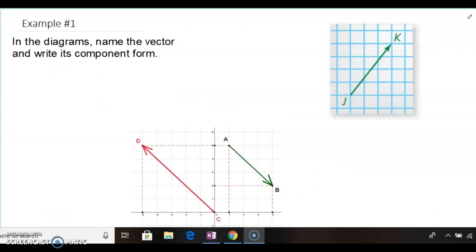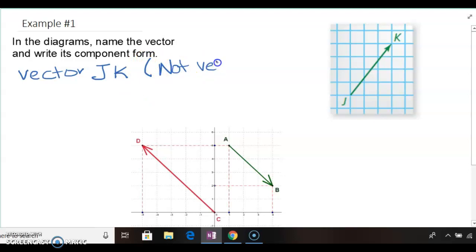All right, so let's look at example 1, and I'm going to talk about vectors a little bit more. So if you look over here, this is a vector, okay? So the way we would name this, we would name it vector JK, okay? This is not vector KJ.